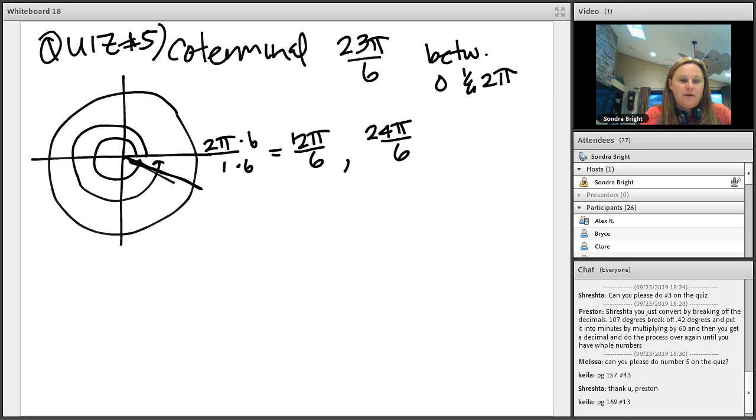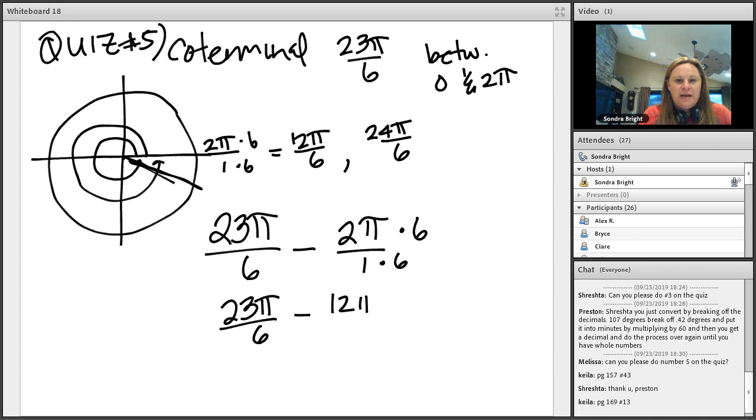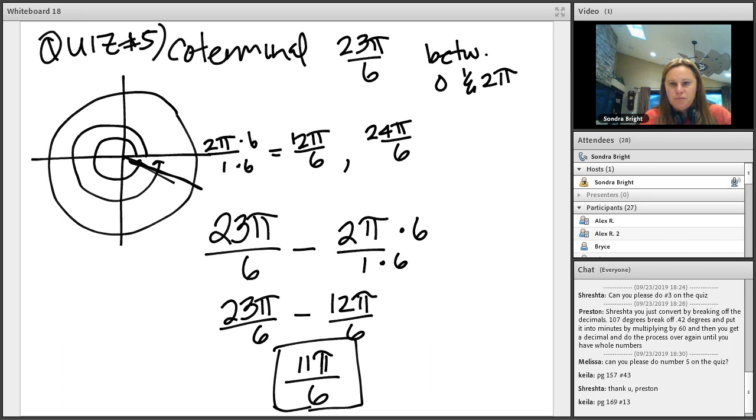All you got to do is go 23 pi over 6 minus, just subtract 2 pi, right? And that's like over 1 and times 6 and times 6. So it's 23 pi over 6 minus 12 pi over 6, which will give you 11 pi over 6. That is the angle that would be coterminal and also between 0 and 2 pi.